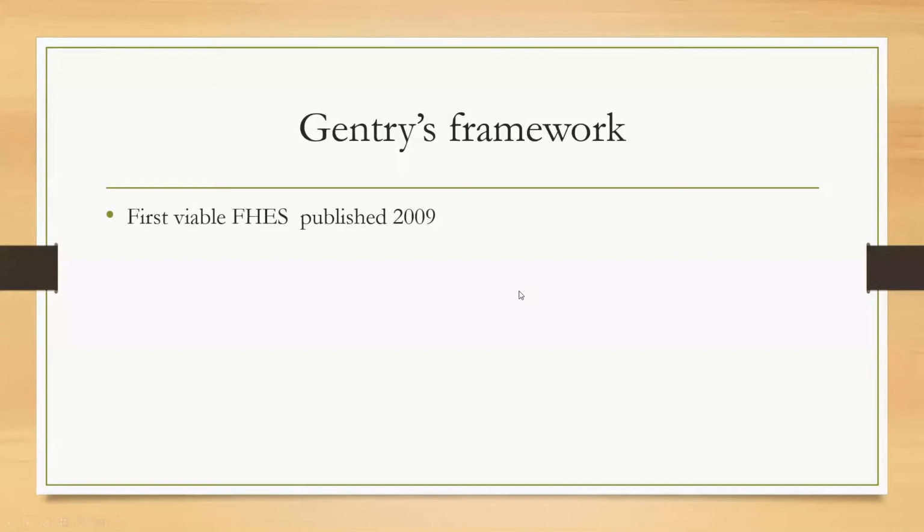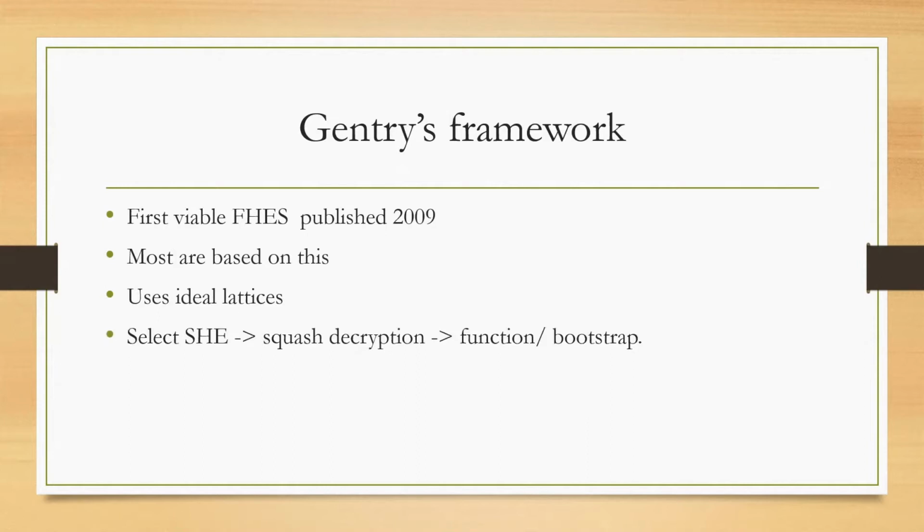The first viable fully homomorphic encryption scheme was proposed by Craig Gentry in 2009. Most of the current fully homomorphic encryption schemes are based on this. The encryption problem he uses is a lattice problem. And the basic process he goes through is he selects a somewhat homomorphic encryption, he squashes the decryption function, and then he just runs his required function, and whenever the noise becomes too large, he runs a bootstrap operation. And his scheme encrypts 1 bit.